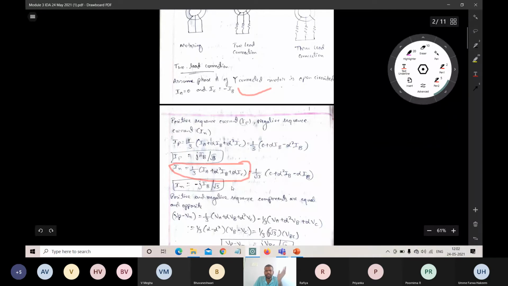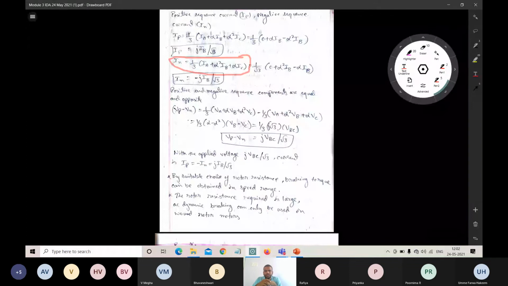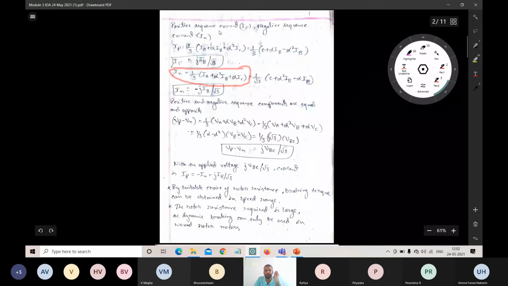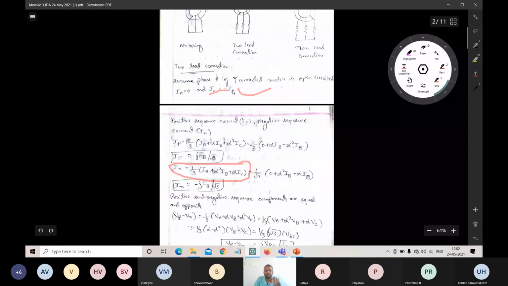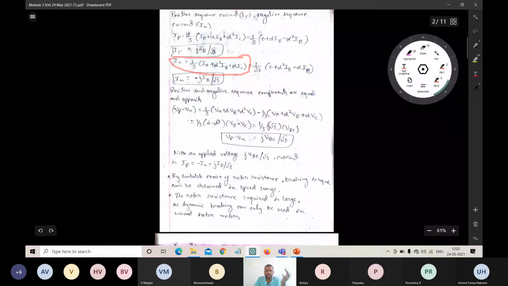And here we are just adding the positive sequence voltages and negative sequence voltages. By adding the positive sequence and negative sequence, we get the net torque. Here the positive and negative sequence components are equal and opposite. Why? You can see IC is equal to minus IB, equal and opposite. So VP minus VN; we are now considering it in terms of voltages, whereas before we were considering current.